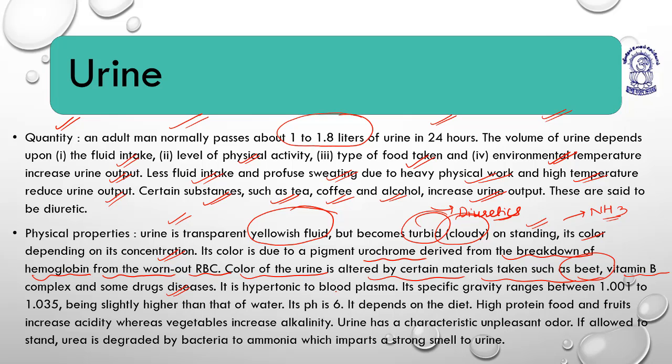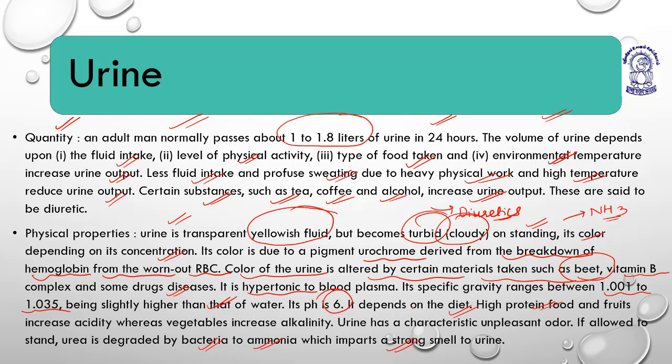It is hypertonic to blood plasma. Very important, hypertonic to blood plasma. Its specific gravity ranges from 1.001 to 1.035, being slightly higher than that of water. Its pH is 6. It depends upon the diet. High protein food and fruits increase the acidity, whereas vegetables increase the alkalinity. Urine has a characteristic unpleasant odor because of the liberation of ammonia gas, a nitrogen. If allowed to stand, urea is degraded by bacteria to form ammonia, which imparts a strong smell to urine.